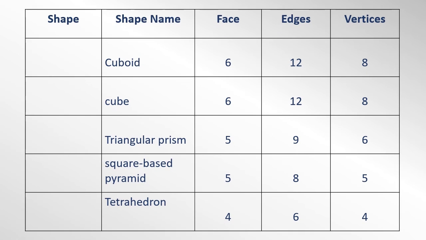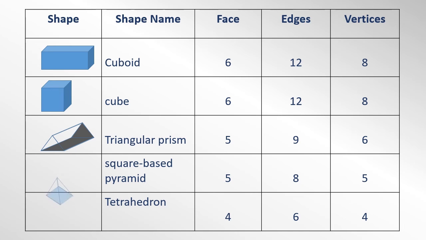Finally, we can study our table of 3D shapes with keen interest on their number of faces, edges, and vertices. Firstly, the cuboid and cube both have 6 faces, 12 edges, and 8 vertices. Triangular prism, on the other hand, has 5 faces, 9 edges, and 6 vertices. What about square-based pyramid? It has 5 faces, 8 edges, and 5 vertices. And then tetrahedron has 4 faces, 6 edges, and 4 vertices.